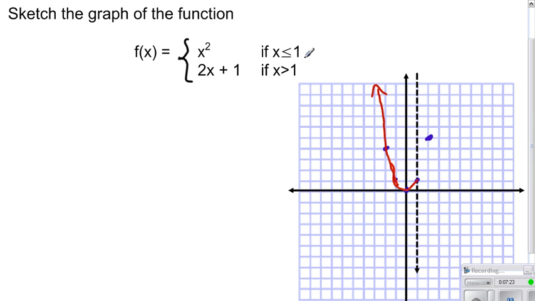When we plug in 1 just to see what it would be, even though that point doesn't count, we would get 3. 2 times 1 plus 1. So there would be a dot here, but it doesn't actually count. So we're going to go ahead and put an open circle because we only use that function if x is greater than, not equal to.